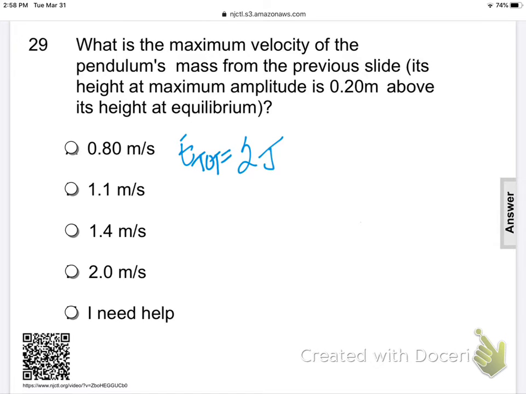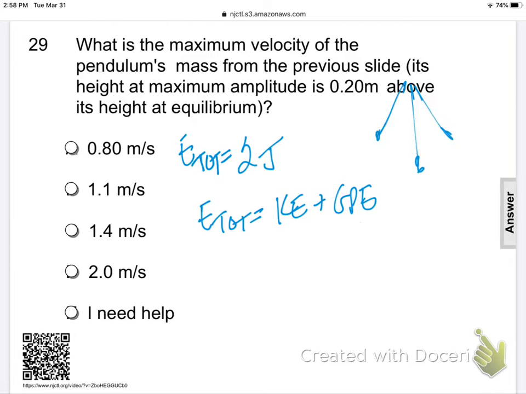Now they want to know the maximum velocity of the pendulum from the previous slide. So here we go again. E total equals KE plus GPE. It's going to have its maximum velocity at this point right here, where it has no height. No height, no GPE. So E tot equals 1/2 mv squared, and we're solving for maximum velocity.